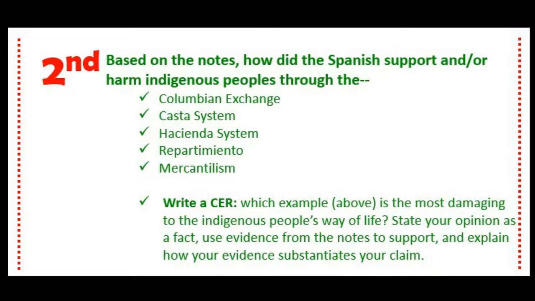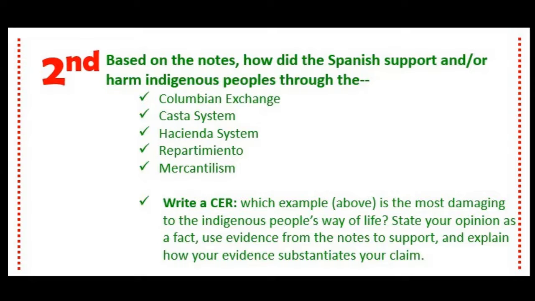Part 2 of the project, telling you exactly when it needs to be on your product. Based on your notes, how did the Spanish support and/or harm Indigenous peoples through these 5 systems that we learned about? The Columbian Exchange, the Encomienda system, Hacienda system, Repartimiento, and mercantilism. So you'll need to include notes about each of those 5 things, as well as a picture and color.